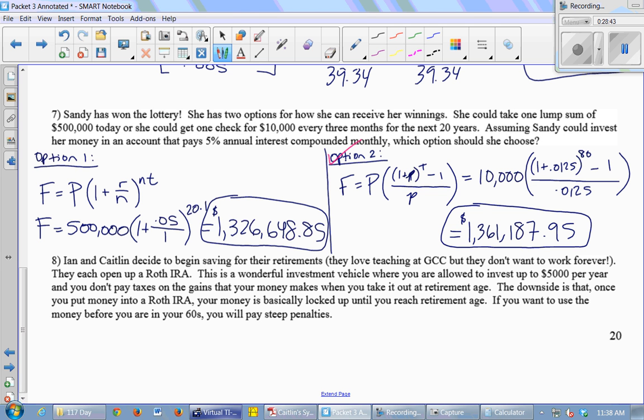That make sense? Okay. So in this case here, I should just write little p, just so when you go back and read your notes, you'll know where that 0.0125 came from. It's the yearly interest rate divided by the number of times we get paid per year.